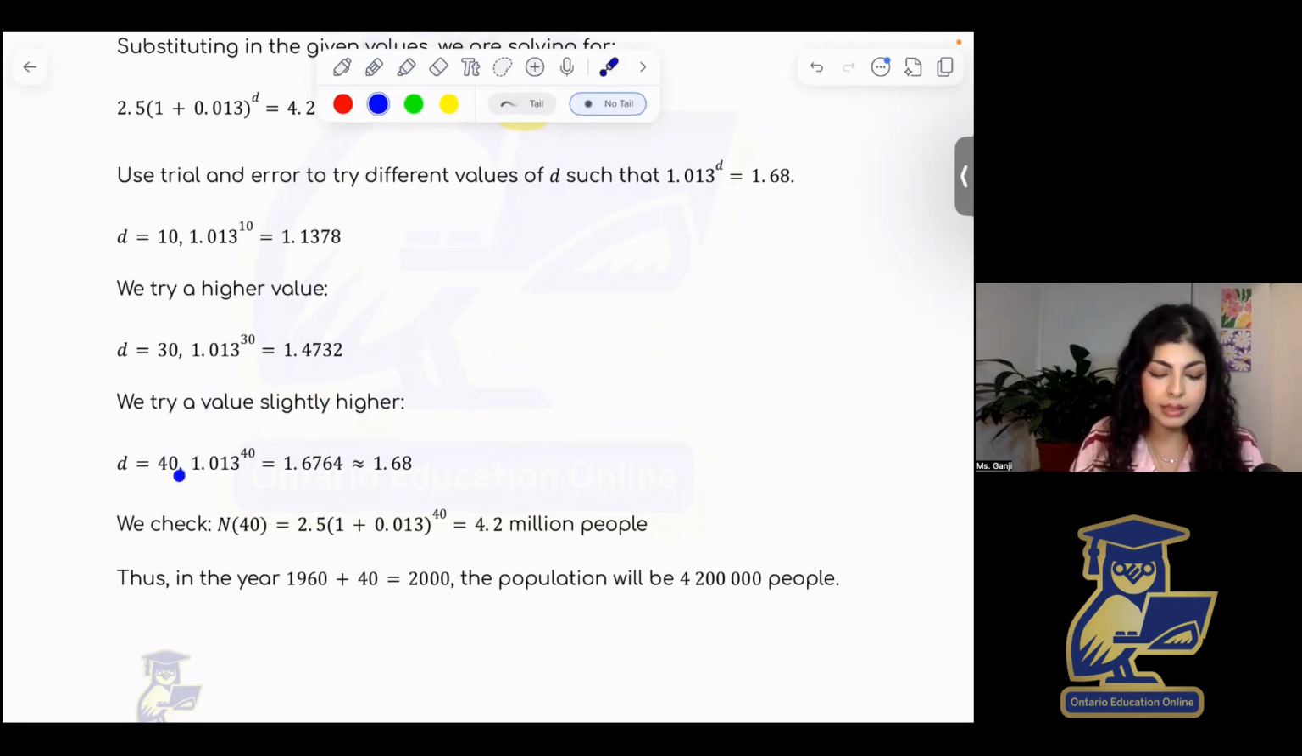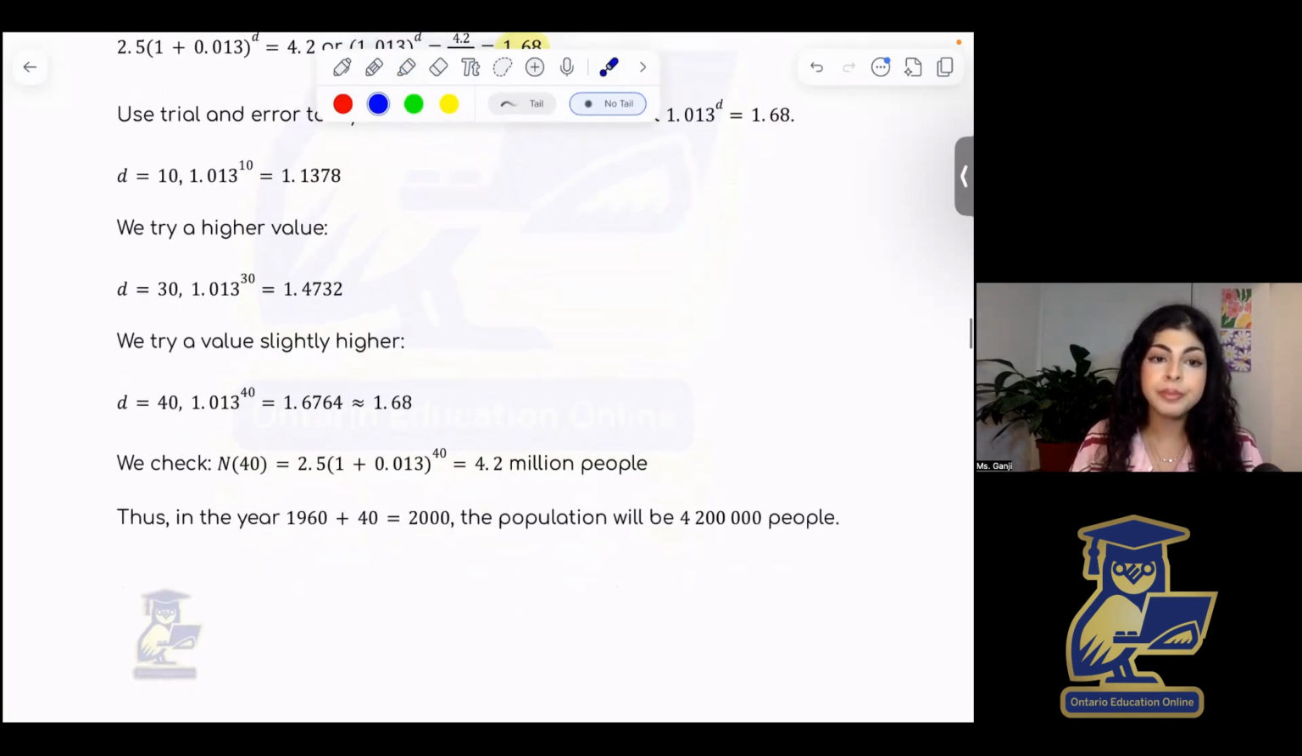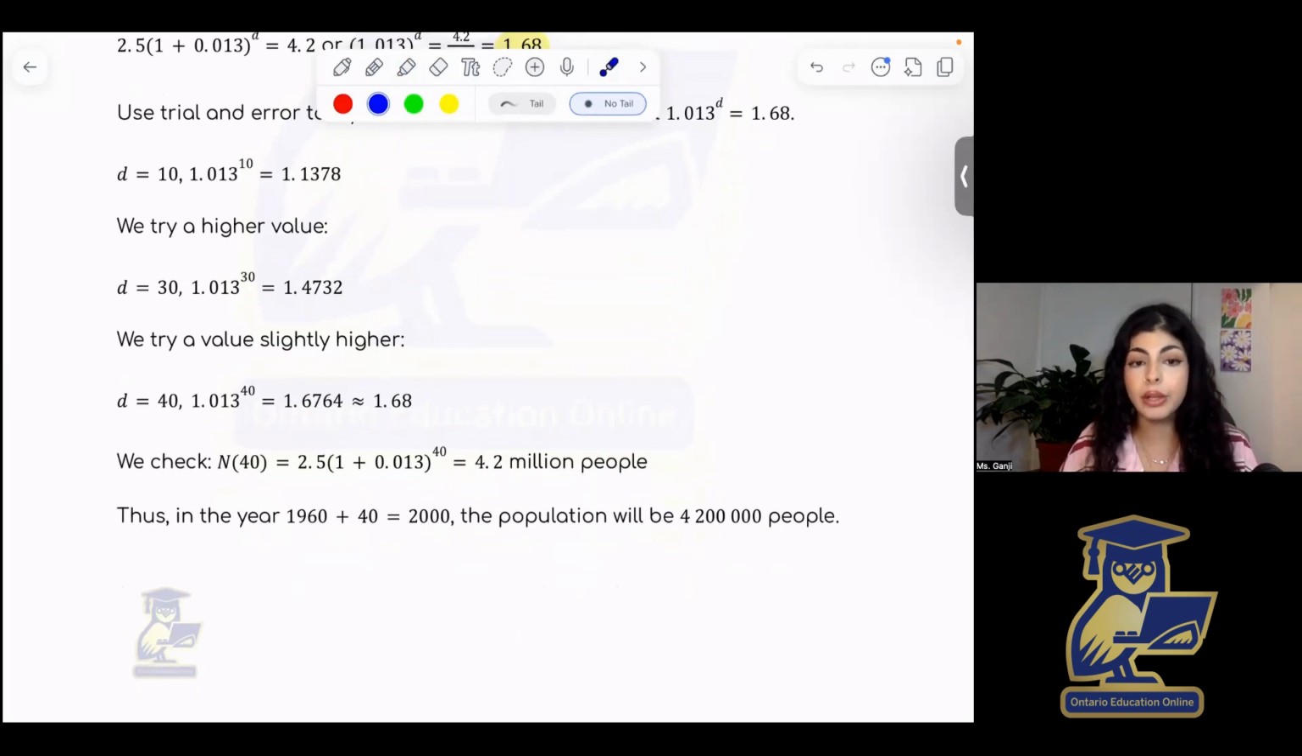Again, I'm going by tens, so now I try 40, and I actually see that I get a really close estimate. And again, because you're not solving for an exact value, it would be sufficient to leave it as the closest value that you can estimate. So here we would say 40 works. So after 40 years, and because it was 1960, then 40 years from that would be 2000.